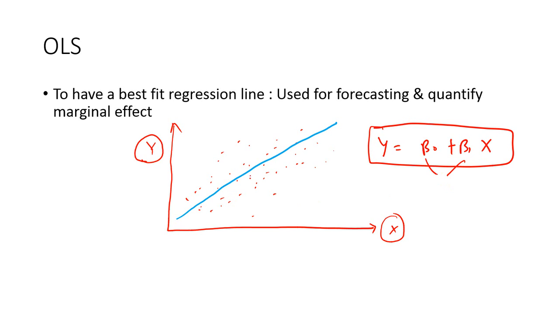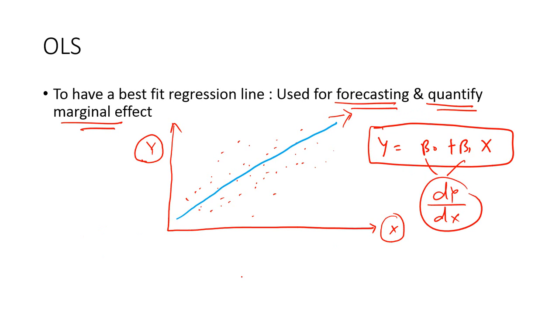And this can be used for two purposes. One is for forecasting, so you can forecast for the future. That's one purpose of fitting a regression line. The second one is to quantify the marginal effect. So what is marginal effect? If you increase x by some amount, what is going to be the corresponding increase in y? That's the marginal effect. You do that by taking the first derivative of your target variable.